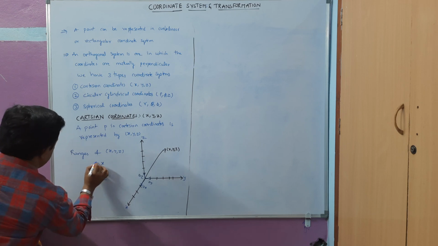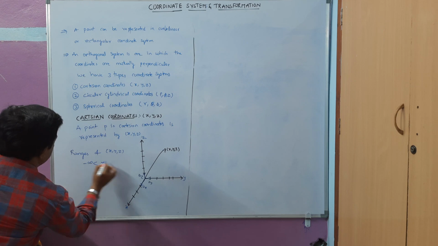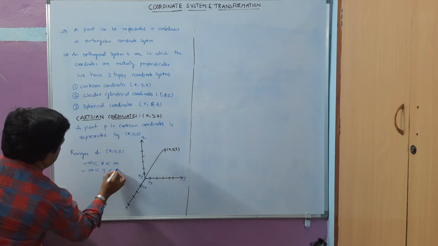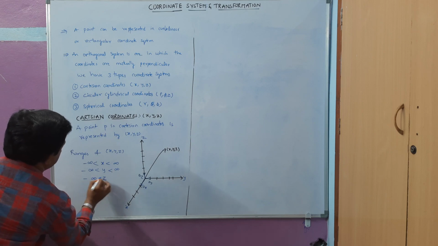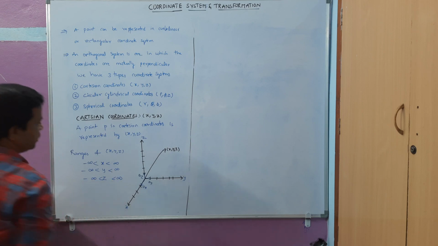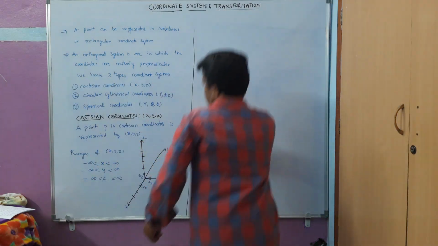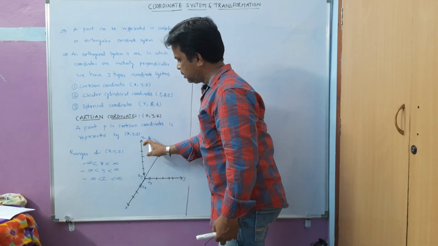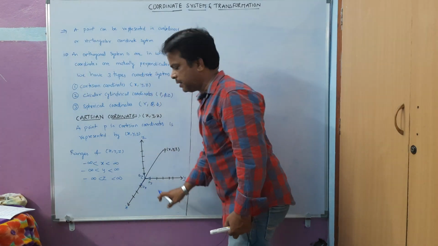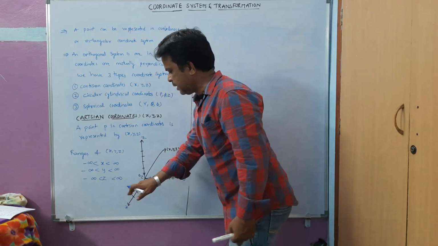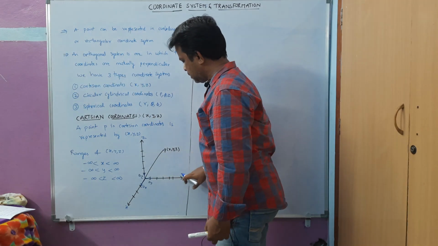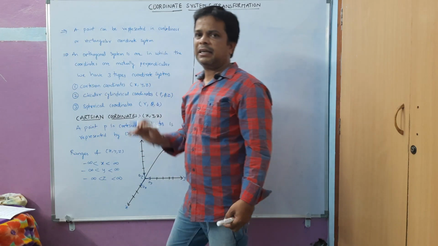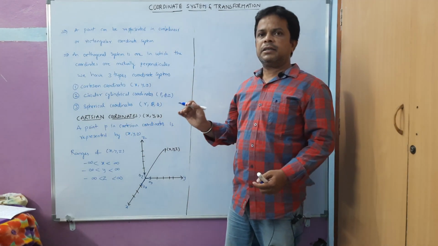Minus infinity less than x less than plus infinity, minus infinity less than y less than plus infinity, minus infinity less than z less than plus infinity. If you observe keenly, x is going to plus infinity and minus infinity, but it is always less than infinity.